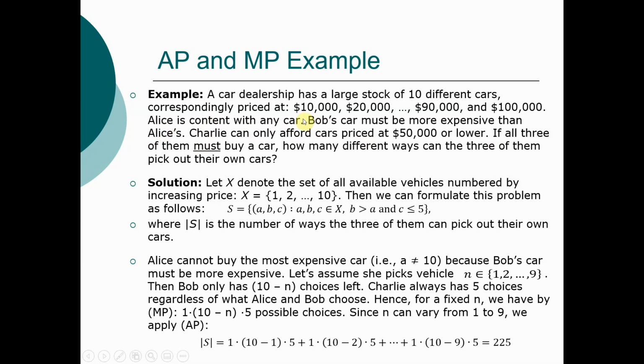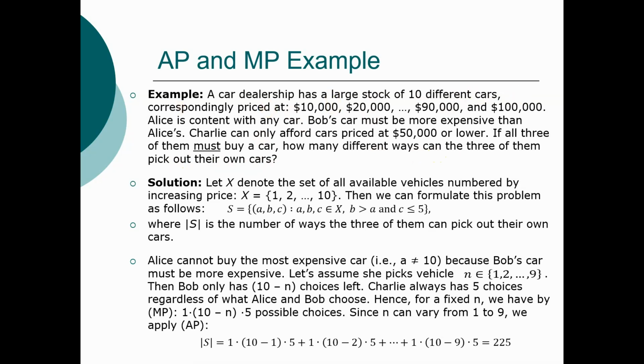Alice is happy with any car. Bob wants his car to be more expensive than Alice's, and Charlie can only afford cars that are priced at $50,000 or less. If all three of them must buy a car, then how many different ways can the three of them pick out their own cars out of all different cars that this car dealership has?